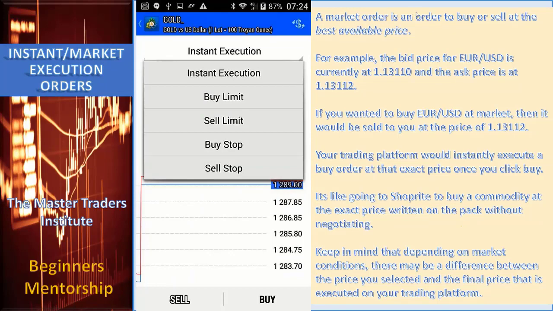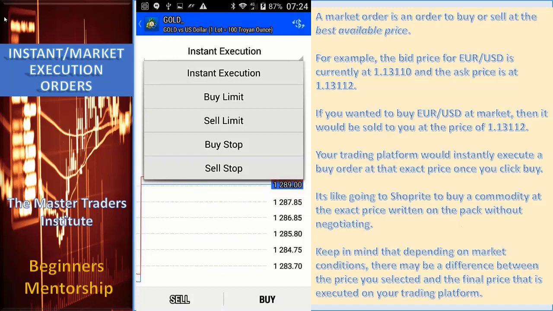All right. The first one we are going to take is a market order. A market order is an order to buy or sell at the best available price. For example, the bid price of Euro USD is currently at 1.131 and the ask price is at 1.13112. If you want to buy Euro USD at market price, then it will be sold to you at that price. Your trading platform will instantly execute a buy order at that exact price once you click buy.